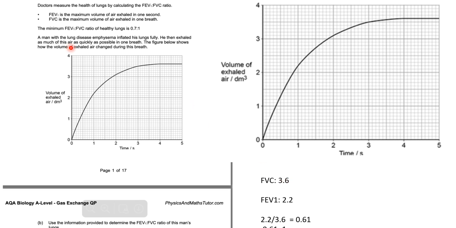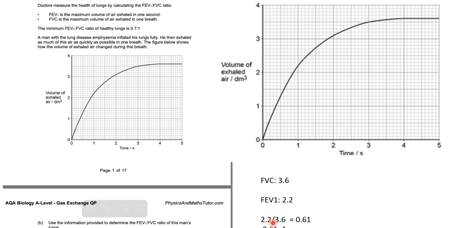Let me find my FEV1 now. What's that? Maximum volume of air exhaled in 1 second. That's my timing, 1 second. How much volume exhaled in 1 second? Let's do this properly. I think it's 2.2, right? 2.2 dm cubed. FEV1 is 2.2. Lovely. You have found 2 values. Now all you do is do the ratio, guys. Do the ratio.